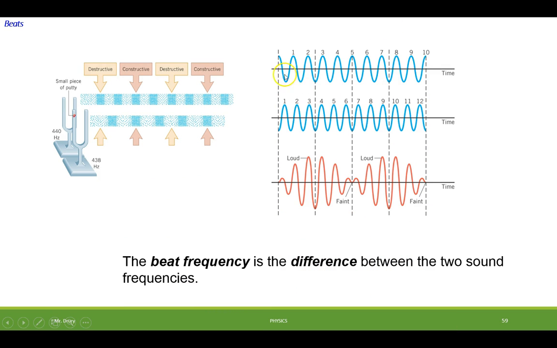So what happens is, once in a while, they completely line up with each other, and once in a while, they completely cancel each other, like right here at 5, where this one is a crest, that one's a trough, so the sound almost completely cancels out. But here at like 2.5, they're both troughs, so they reinforce each other. So it goes from a situation where it gets really loud to faint to really loud to faint.